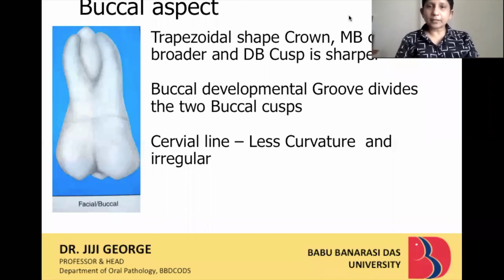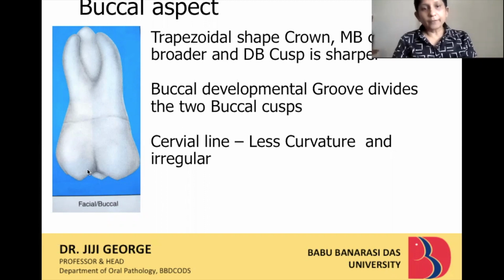Now the buccal aspect of the permanent maxillary first molar, we will discuss in detail. Again, as I explained, we can see that there's a crown and the root visible from the buccal aspect. We'll first take the crown. In the crown, you can see 2 cusps: one is the mesiobuccal cusp and the other is the distobuccal cusp. You can also see a small part of the lingual cusp from the background.